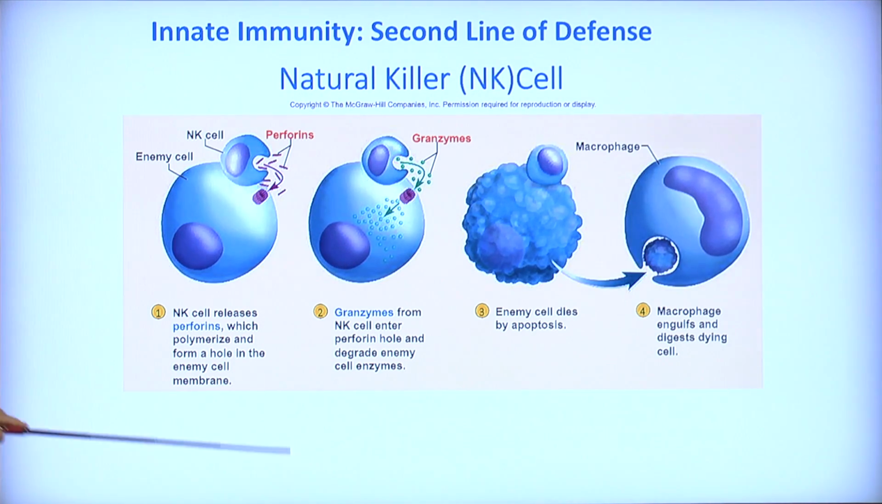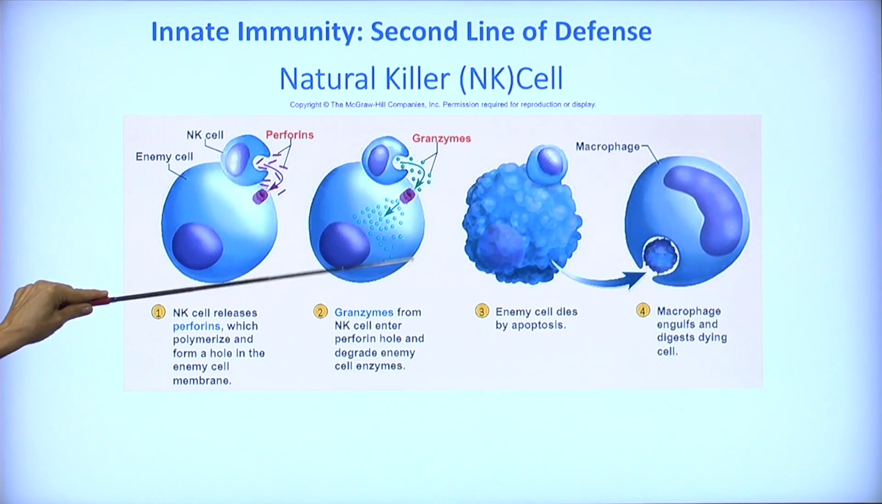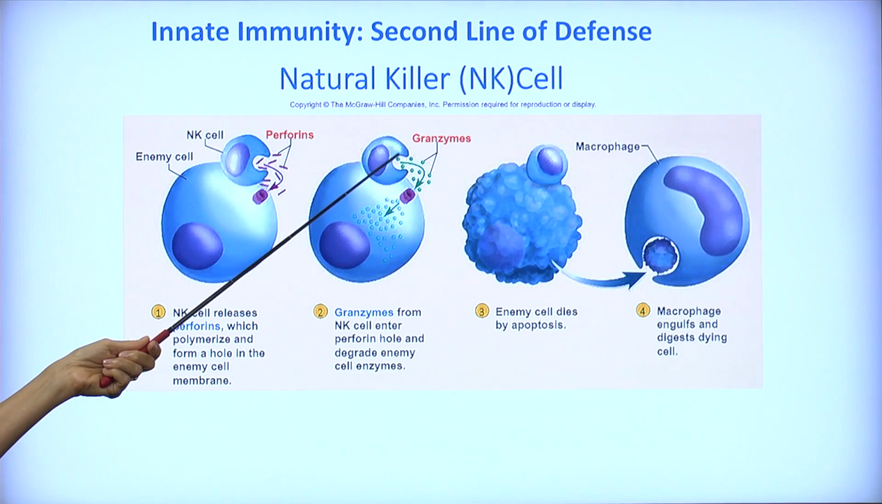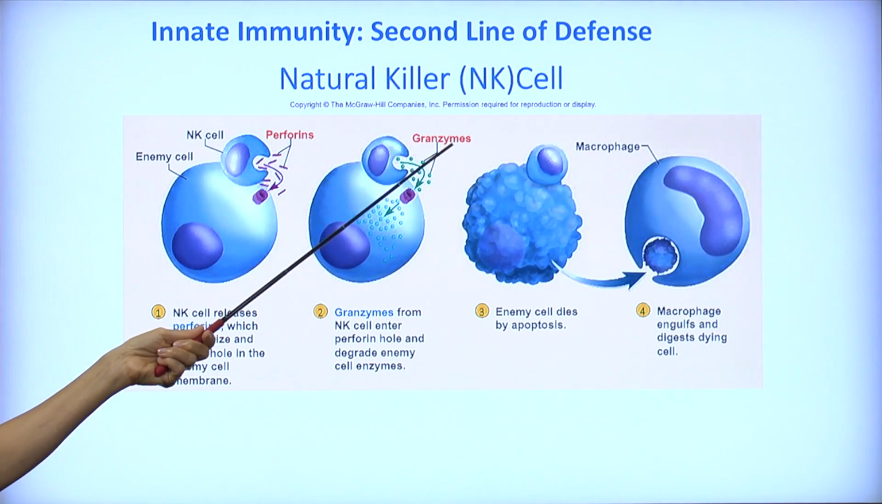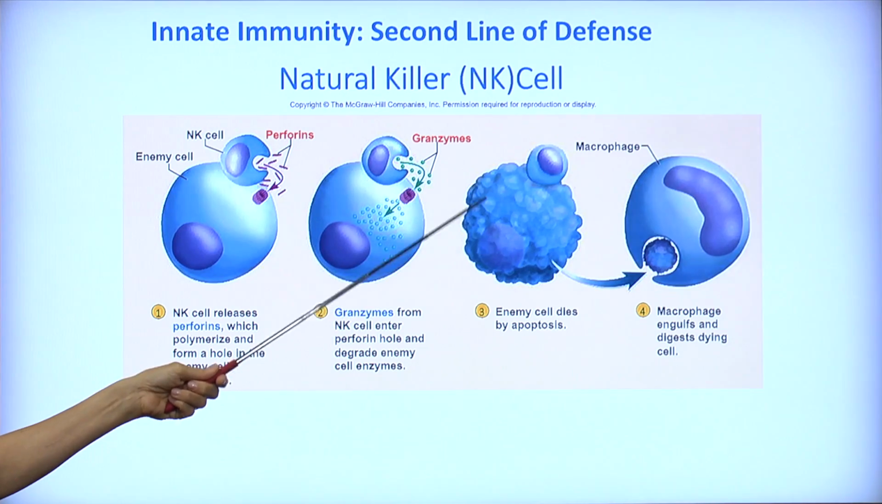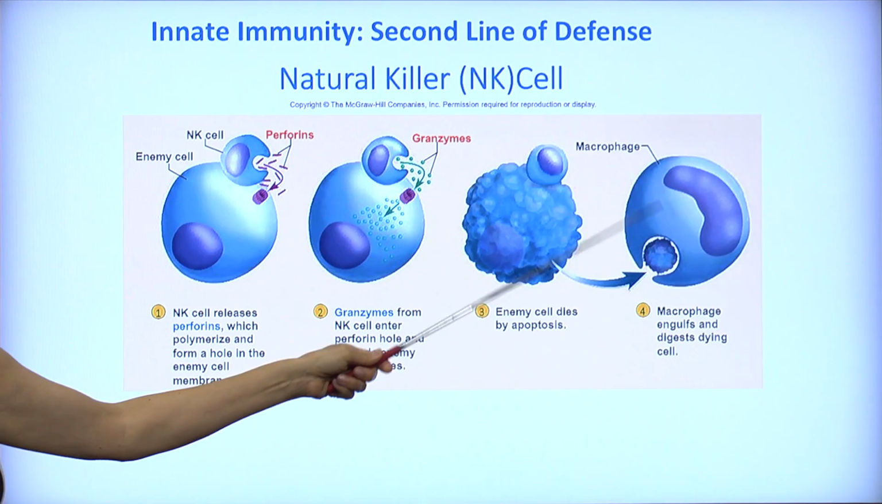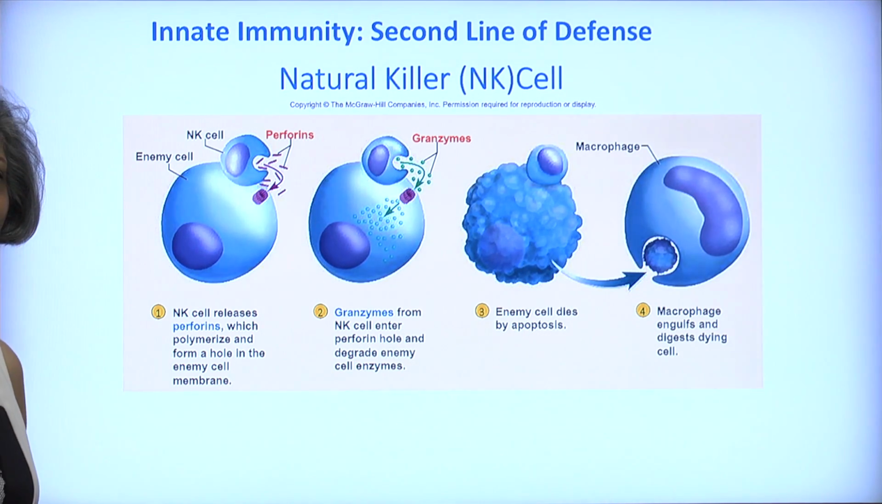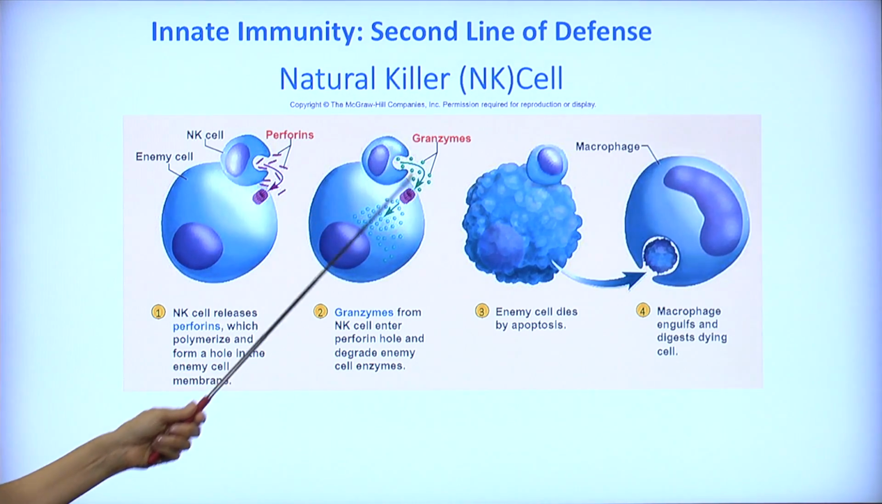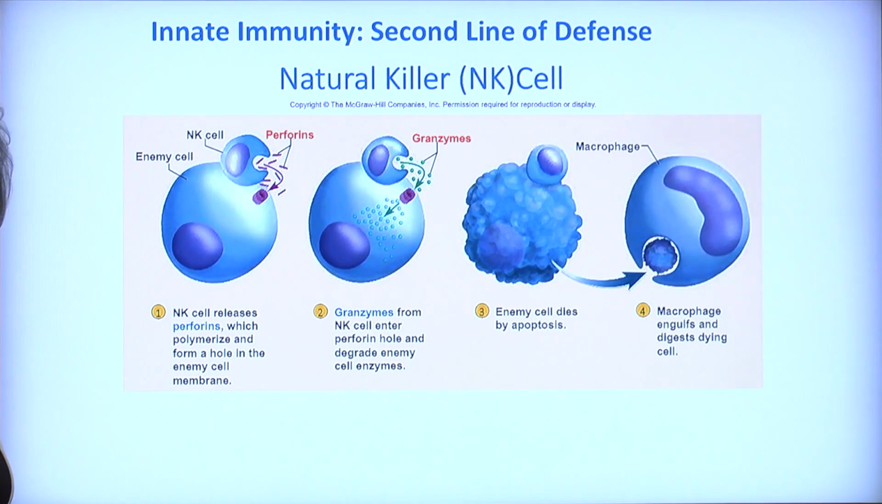What does it do? It's going to come very close to an abnormal cell or an enemy cell. It's going to start producing perforins. Perforins will poke holes into the wall of the cell, and then they will secrete digestive enzymes called granzymes. Those digestive enzymes will cause death and apoptosis of the cell, and the macrophages can come around and do the final cleanup. So remember, natural killer cells kill abnormal cells.